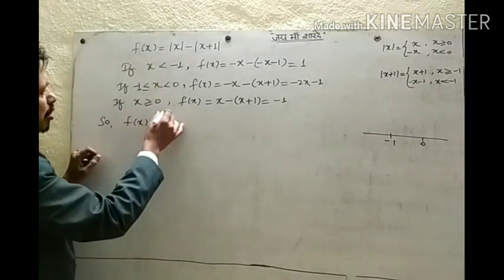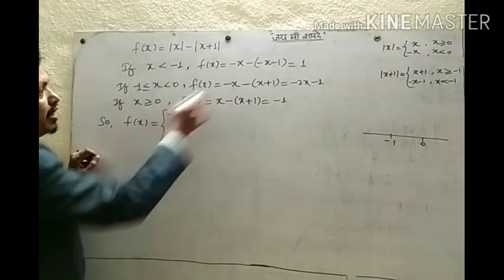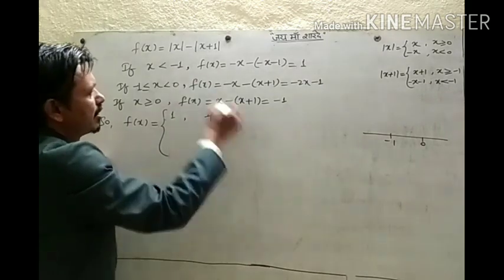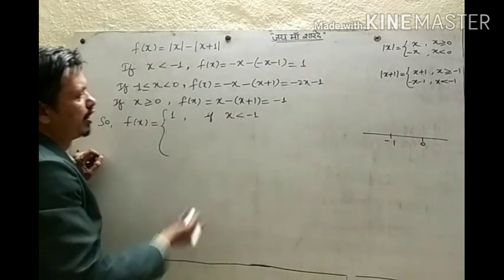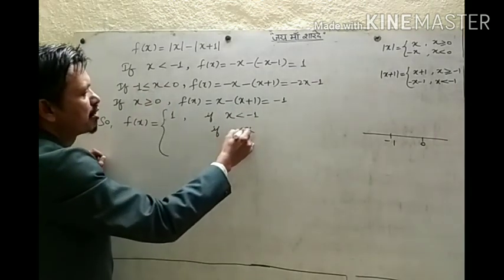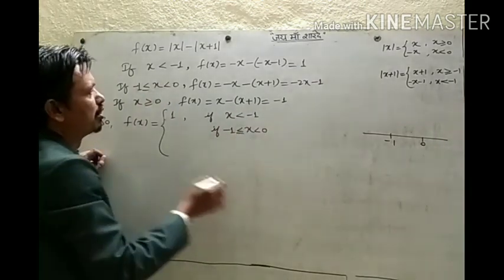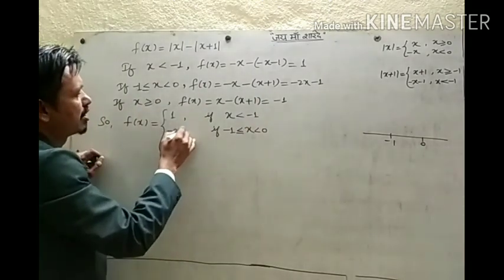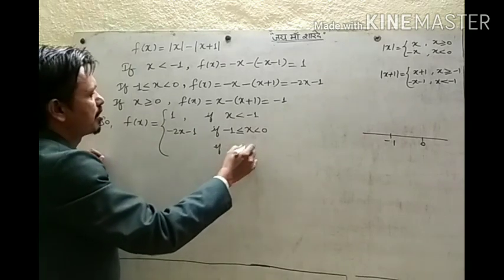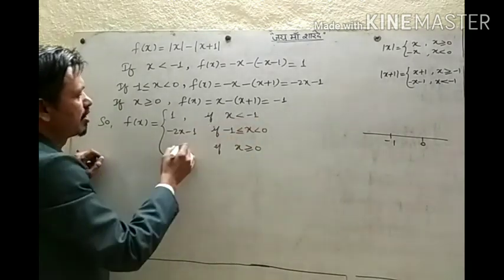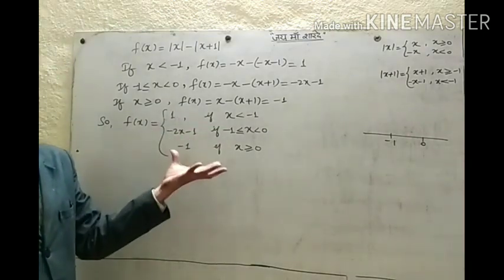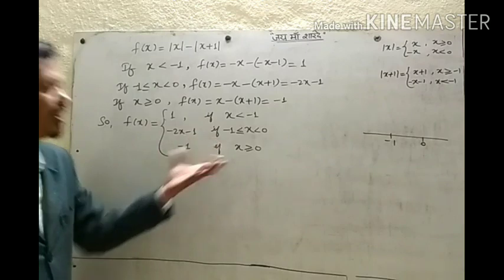Okay? So this function can be written as f of x equal to 1 if x is less than minus 1. If x is more than or equal to minus 1 and less than 0, it is minus 2x minus 1. Then if x is more than or equal to 0, f of x is minus 1. Now we have to see at which point this function is continuous or where it is discontinuous.